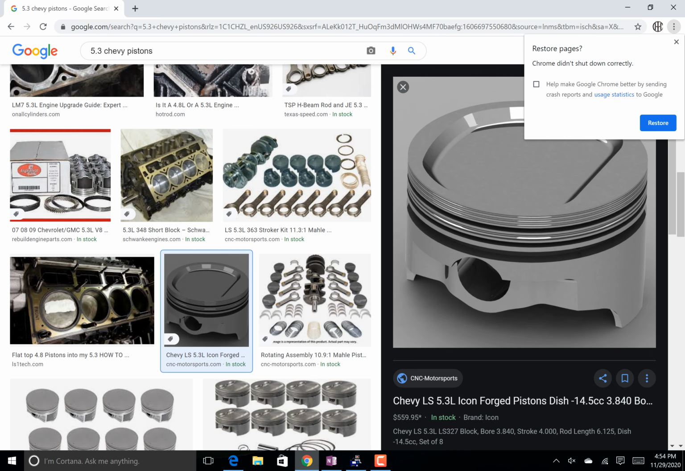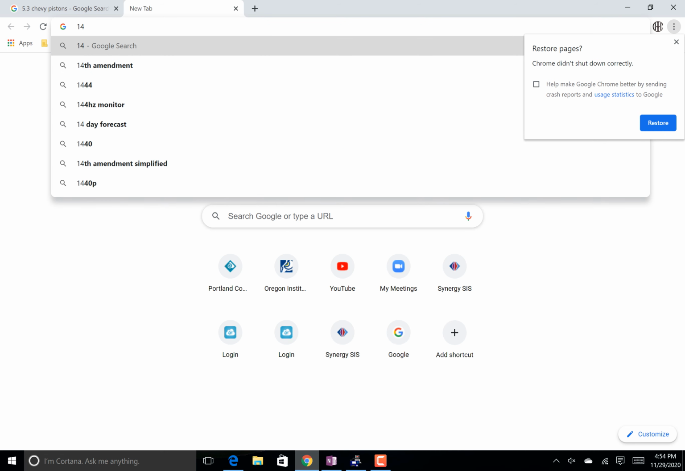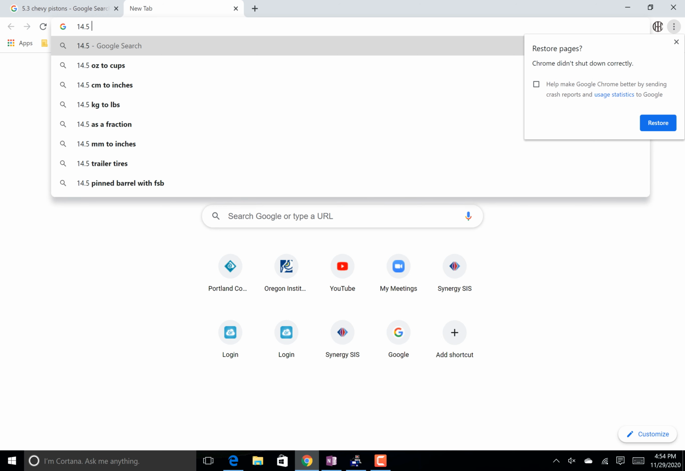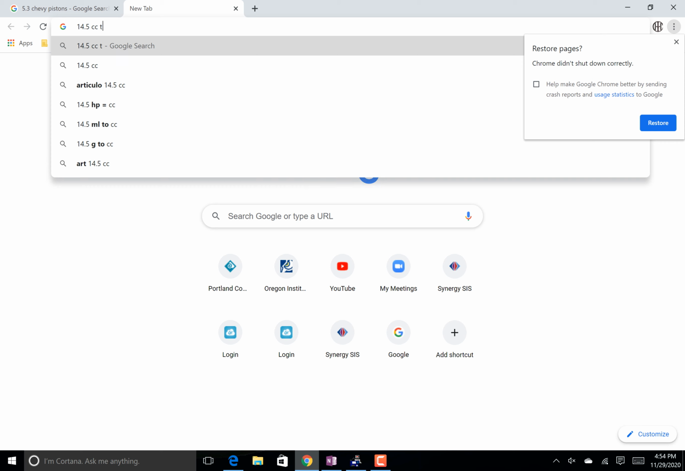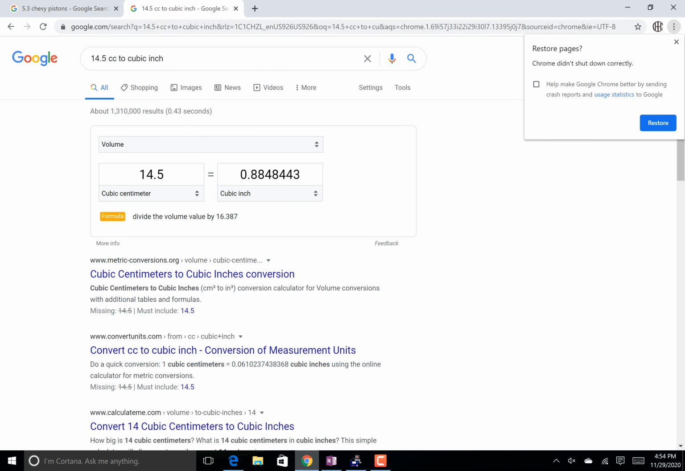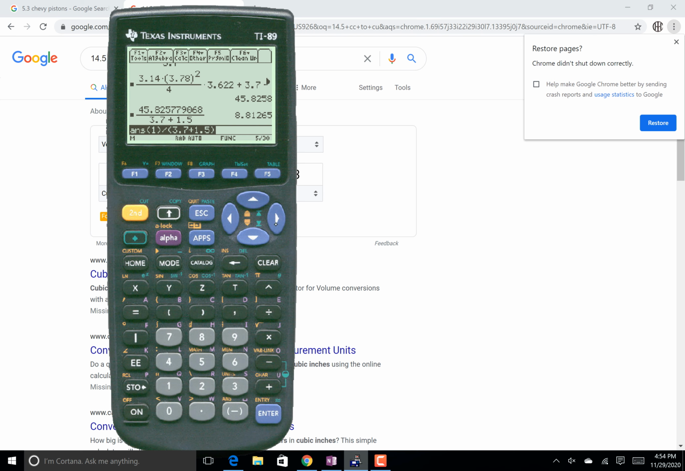Well, I can do the math on that, I suppose. 14.5 cc's to cubic inches. So it's about 0.8. So, in fact, over here, I guess I should have done this. Clear. Here, let's call that 0.9 instead. Okay, oops, 0.9. Now, if I divide by, the bottom is now going to be 4.6.